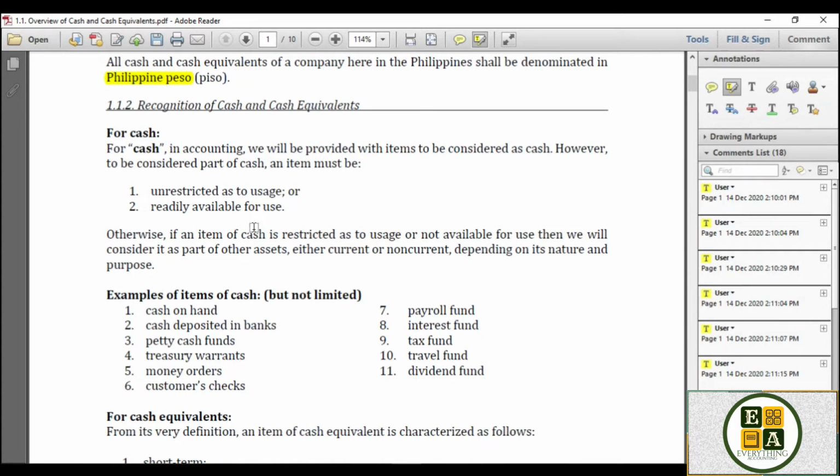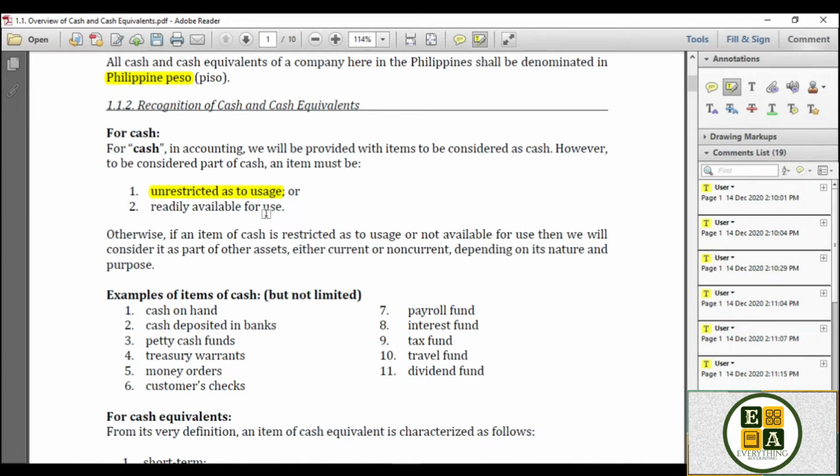Okay. So, recognition of cash and cash equivalents. We recognize cash and cash equivalents in accounting, particularly for cash if that item of cash is considered unrestricted as to usage, meaning wala kang ibang paggagamitan for that cash. Simply put, general yung use. Wala kang specific na inano sa cash na yan. Okay? Wala kang halos in-state na yung portion na to is for something like this, something like that.